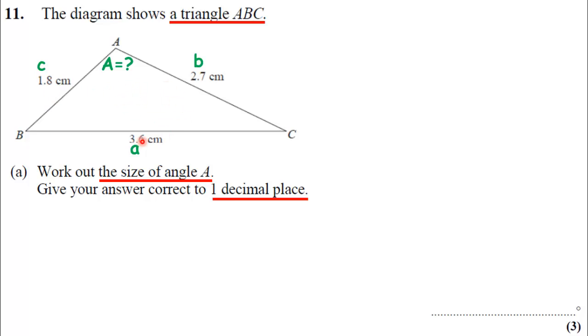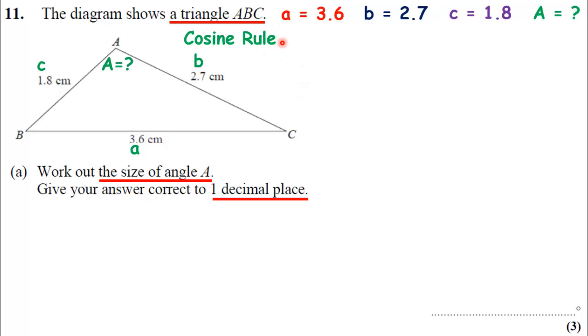Let's write down the information that we know and then start working out angle A. We know that a is 3.6, b is 2.7, and c is 1.8. I need to write down the cosine rule. Always make sure you write down the cosine rule. The cosine rule is a squared is equal to b squared plus c squared minus 2bc cos A. You need to learn that, right? That is not given to you in the exam. You're expected to know it.